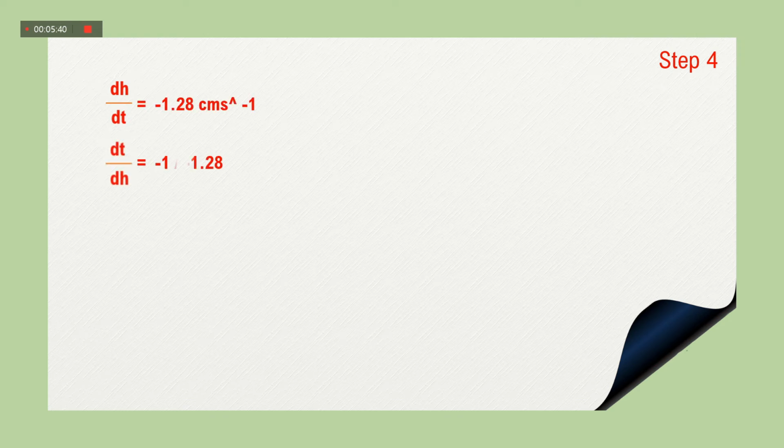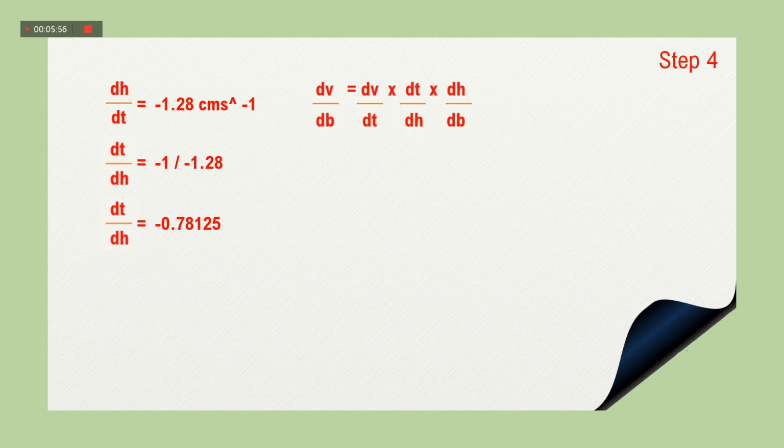Then we continue with step 4. dH over dt equal to negative 1.28 cm per second. dt over dH equal to negative 1 over negative 1.28. dt over dH equal to negative 0.78125. dV over dB equal to dV over dt multiply dt over dH multiply dH over dB.